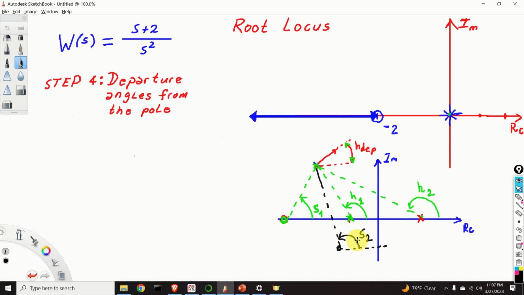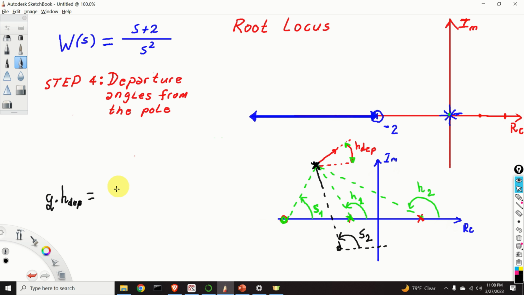Okay, now we are ready to state the formula. The formula is that Q, where Q is the multiplicity of this pole, that is, the pole from which we depart, times this angle, H departure. Let me erase this not to confuse you and to keep the notation nice. Let's erase further.